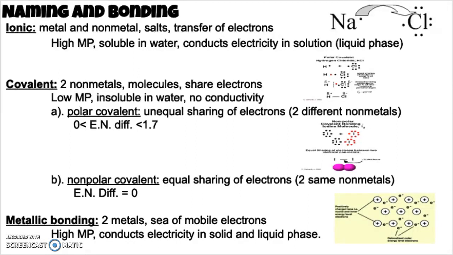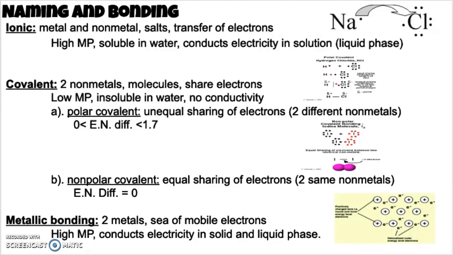Our next group is covalent substances. Covalent molecules are when two nonmetals share their electrons, like a tug of war. Covalent substances have low melting points and they're insoluble in water, meaning they don't mix, and they have no conductivity. There are two different types of covalent bonds. The first is polar covalent, which is when there are two different nonmetals sharing electrons unequally.